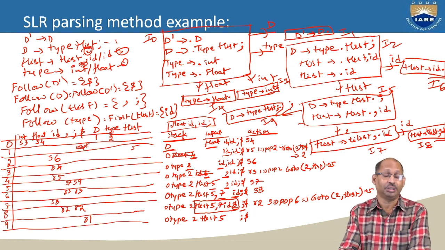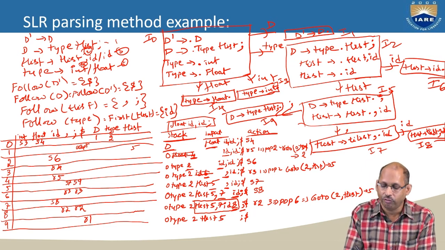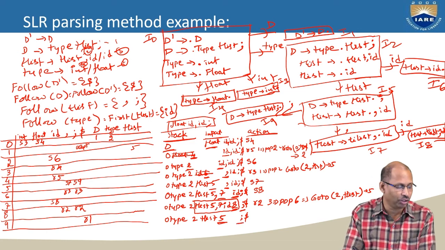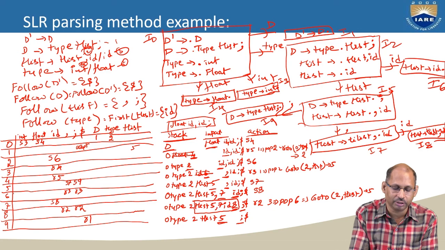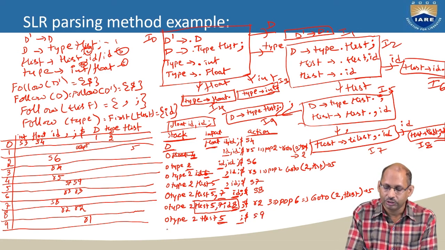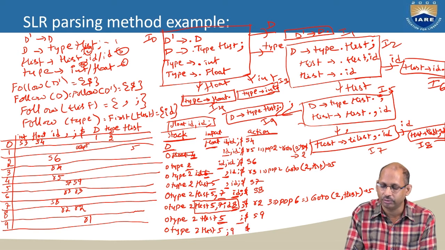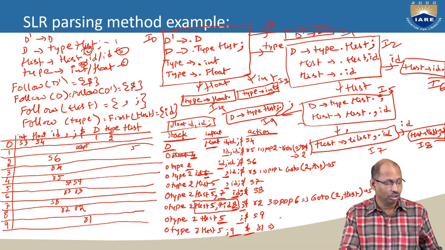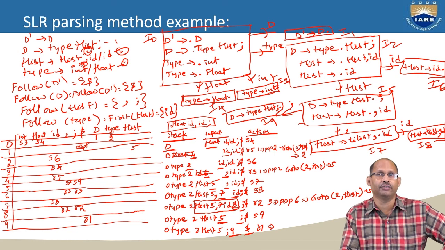Semicolon, dollar sign. Now 5 and semicolon. What do we have? 5 and semicolon is S9. So 0, type, 2, T list, 5, semicolon, 9. What is 9 and dollar? 9 and dollar is R1.